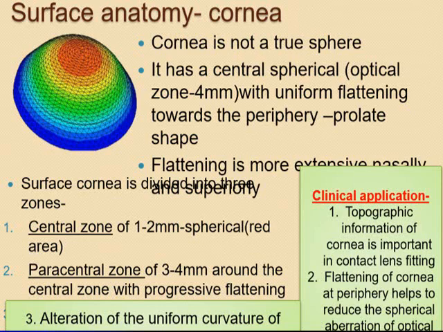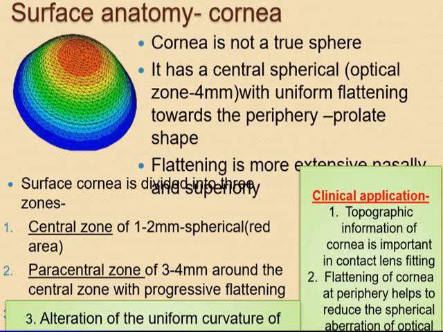Now, when we go into more detail, we will speak about the surface anatomy of the cornea, not just the gross anatomy of the cornea. We got this information during the era of topography. Before the era of topography, we had little information about the detailed surface of the cornea. Thanks to this machine that gives us a lot of details about the external curvature of the cornea.